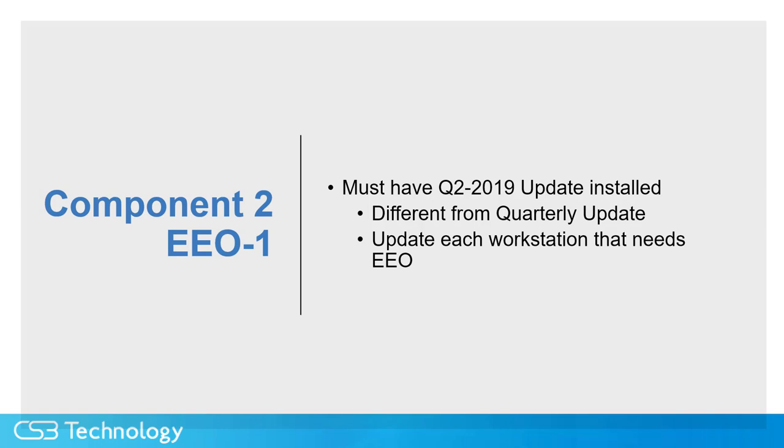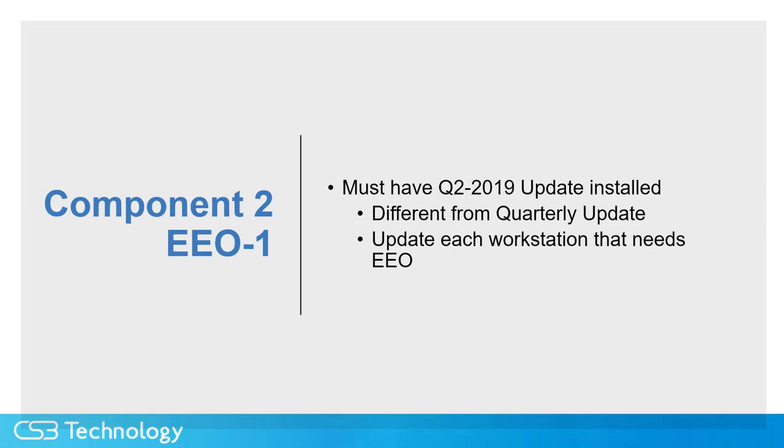What you need to remember is that you need to check that you have the second quarter update for 2019 installed on your system. What you'll do there is go into Abra, go to Help, About Abra Suite, and on that first screen it will have your version number, and you'll be able to confirm whether or not you have the second quarter update installed. If it is installed, then you are good to go.